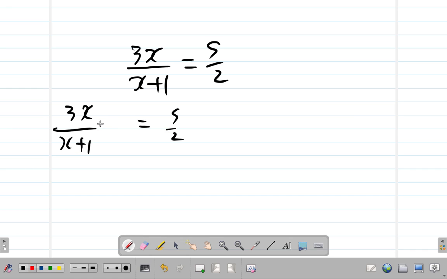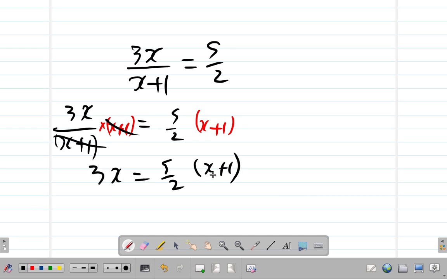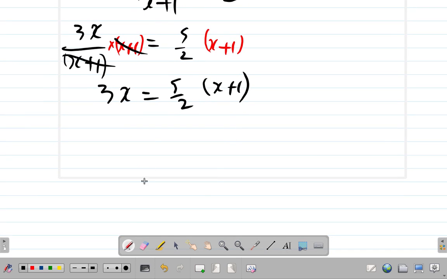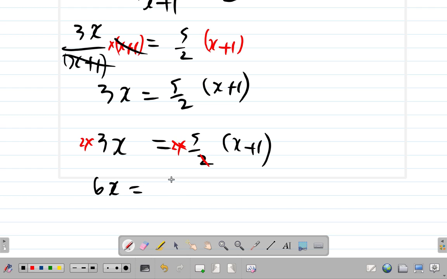You multiply over here by x plus 1, and you multiply over here by x plus 1. I'll put the x plus 1 in a bracket. Right? This x plus 1 cancels this x plus 1. So you have 3x equal 5 over 2 times x plus 1. You might know if you do it automatically and quickly, but you just have to go through this step the same way. And then if you multiply by 2, you're going to have 3x equal 5 over 2 times x plus 1. Then you multiply 2 times this, 2 times this. The 2 cancels. You have 2 times 3, 6x equal 5 times x plus 1. You see that?